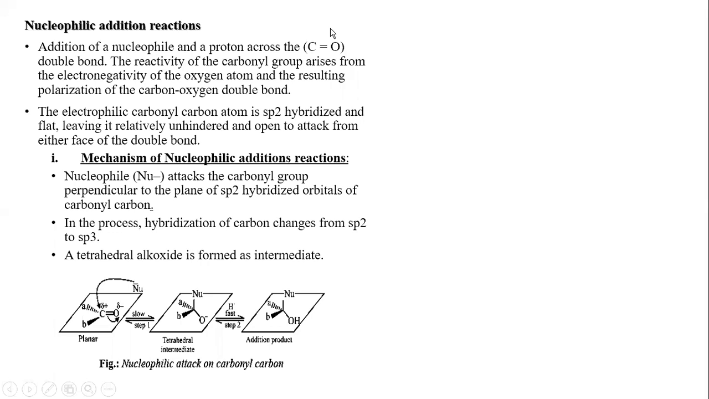Here, the carbonyl group is shown in a plane, and when the nucleophile attacks the carbon, since the carbon has a slightly positive charge, the structure changes to tetrahedral and the oxygen gains a slightly negative charge since the pi electrons shifted onto the oxygen. Then the proton attacks the oxygen to give the final addition product.